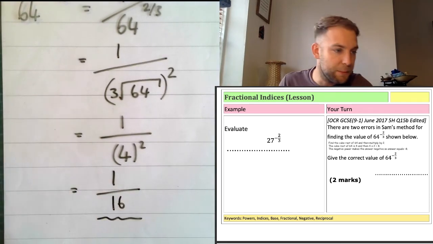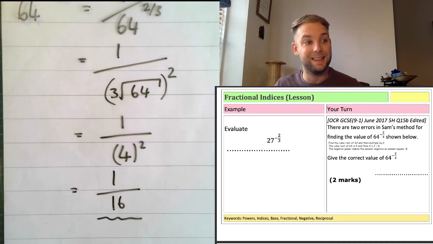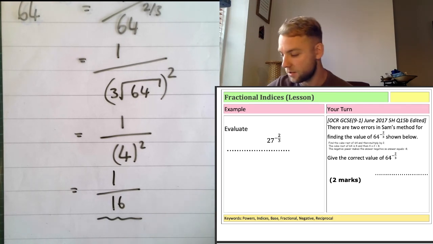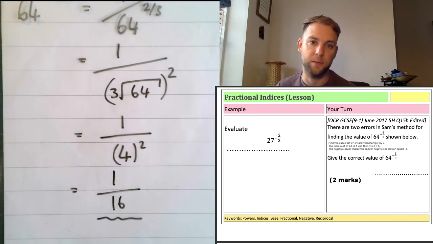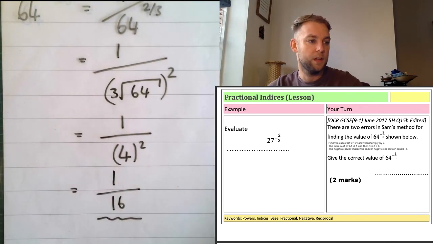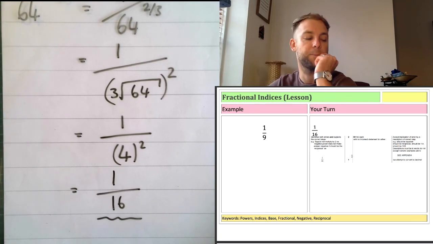Brilliant. And how many marks? That's 2 marks on the higher paper. Seems a lot for 2 marks, but if it comes up, look, it's question 15 though. So it's quite a tricky one. It just says give the correct value. It might ask to say what the 2 errors are, but we've done it here, we've shown them here, and this question here actually only says give the correct value, and we've got the correct value, which is 1 over 16. So let's check those answers. 1 over 9, 1 over 16, brilliant.